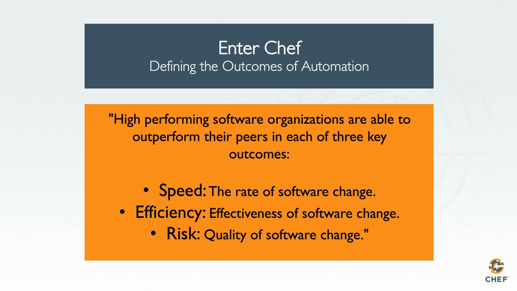To help further crystallize this, Chef has spent a lot of time talking about defining the outcomes that we want to get out of automation. And at Chef, it's our position that high-performing software organizations are able to outperform their peers on each of three key outcomes. The first, speed, or the rate of software change. How quickly are we able to get new features and solutions to our customers, particularly as the industry is demanding faster and faster iteration?